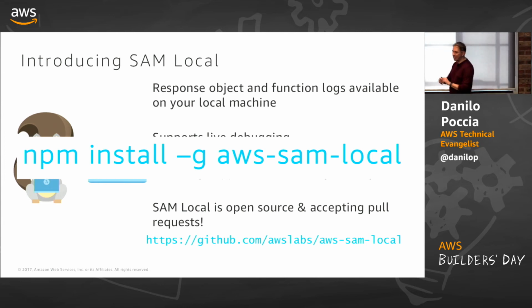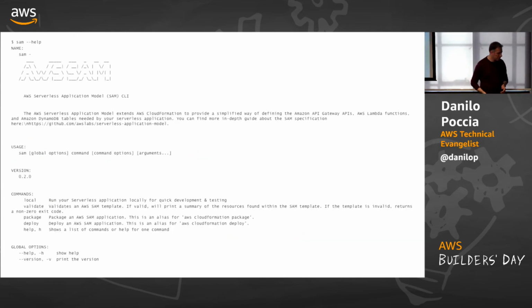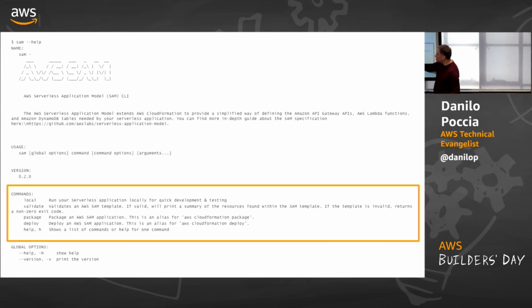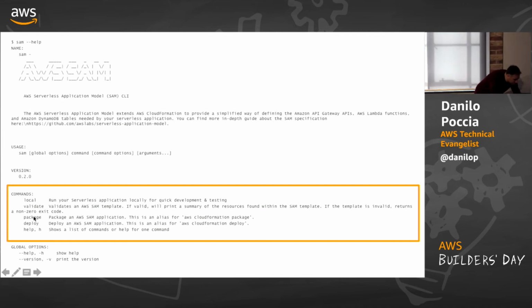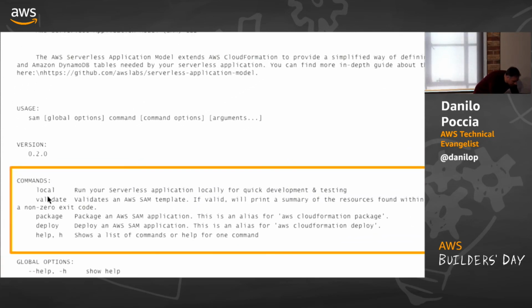And there's Docker. So it's an example of a modern application. But with npm install, you can install it locally. And then you get these commands. So basically, you can say SAM local to run local function. Let's zoom a little bit. You can also validate your template. And then you have package and deploy that are just aliases for the same commands that we used before.